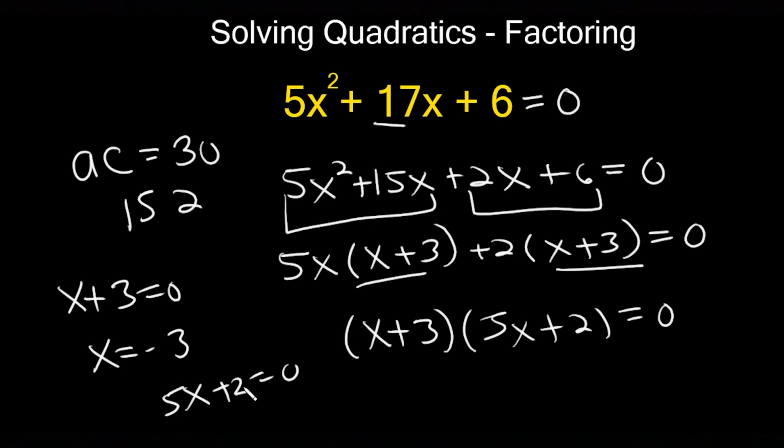I'm going to have to go ahead and subtract 2 and then divide by 5. That will give me x is equal to negative 2 all over 5, right? And so finally, I can write it as a point. So I'm going to say here, negative 3, comma 0. And then the other 0 here is going to be negative 2 over 5, comma 0.